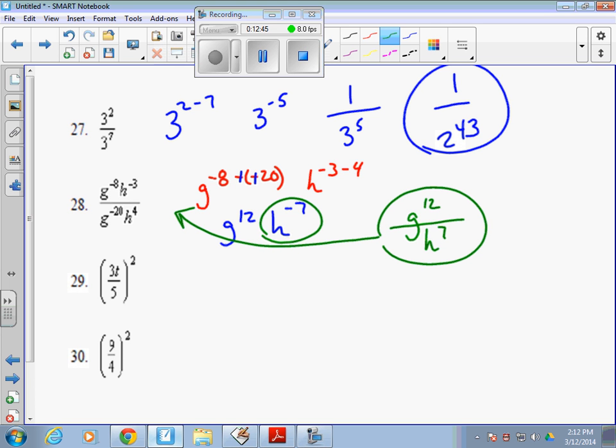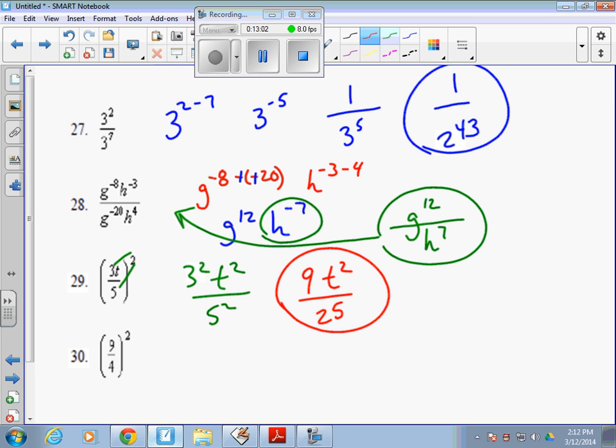Everything is being squared here, 3 and T and 5. So you have 3 squared, T squared, and 5 squared. Simplify that out. 3 squared means 3 times itself, 9. 5 times itself is 25. No numbers go into both 9 and 25. Simplified. Everything is squared here as well. 9 squared is going to be 81. We'll simplify it fast. 4 squared is 16. No numbers go into both of those.